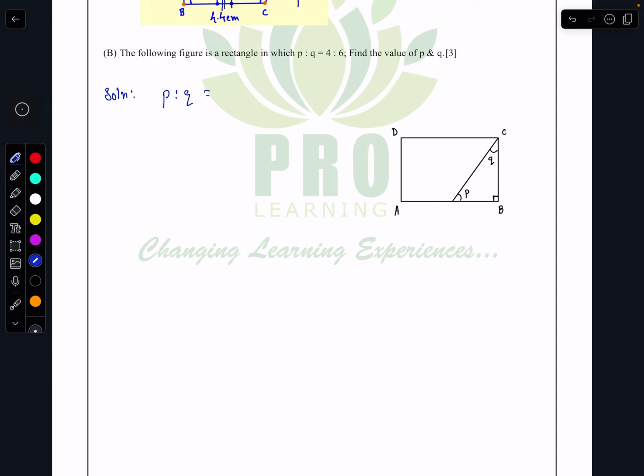P is to Q is given as 4 is to 6. Ideally, it should have been given as 2 is to 3, but here we are okay with what is given to us. So we will say let the common multiple be x. Therefore, P over Q could be treated as 4x over 6x. So angle P becomes 4x, angle Q becomes 6x.